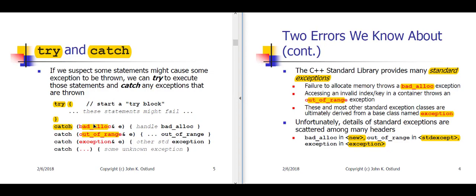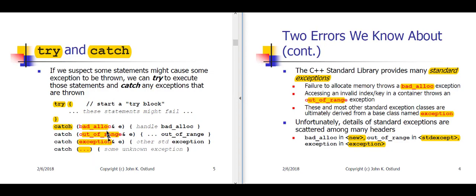Now, if the exception was not bad_alloc and was not out_of_range, then if it is a standard exception, it will be caught by this third catch block where we're looking for just plain old exception. And then finally, if the exception that occurred was not even a standard kind of exception, as your very last catch block, you can use the three dots symbol. And if you use the three dots, that should always be the very last catch in your sequence of catch clauses associated with a particular try block.